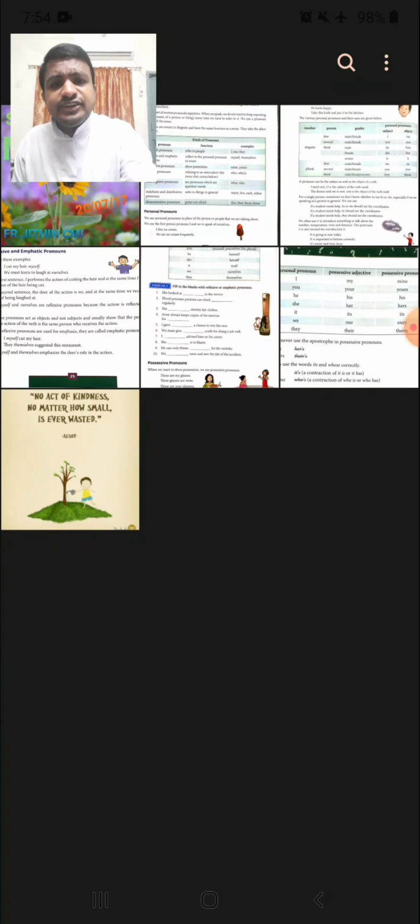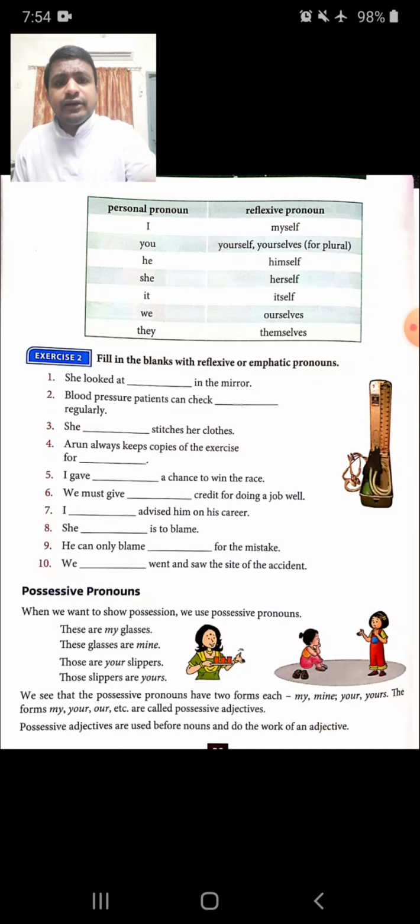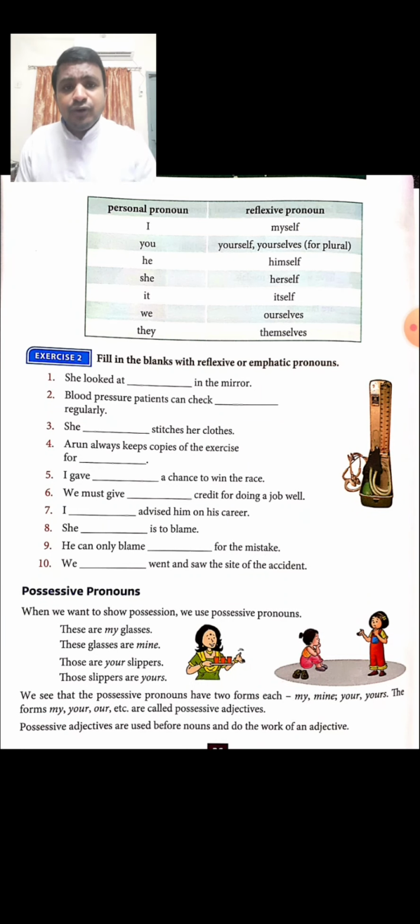So now in the next table we shall see the reflexive pronouns, which can also be used as emphatic pronouns. For I we use myself. For you we use yourself or yourselves. For he we use himself, she, herself, it, itself, we, ourselves, they, themselves.